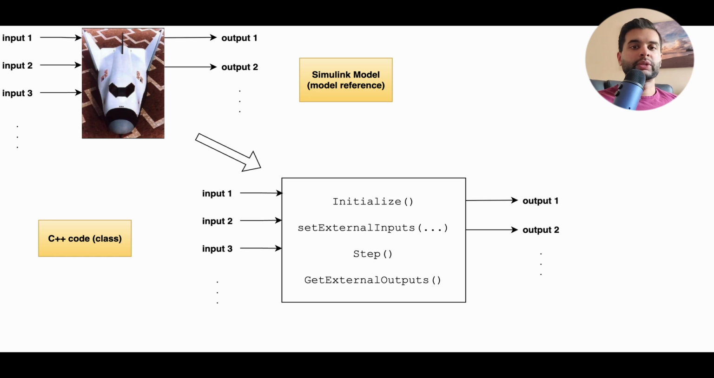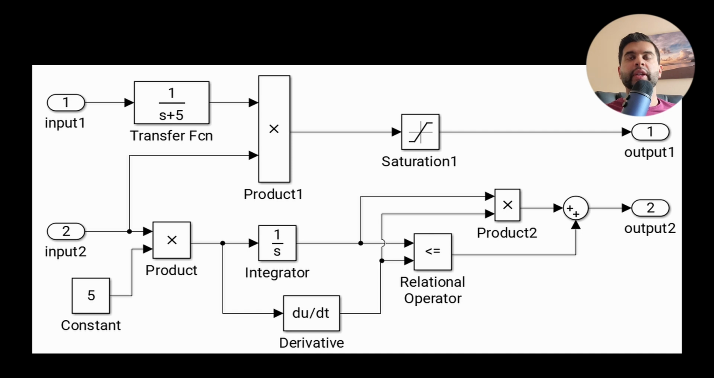Now, if the outputs will change with time, which is almost everything, you have to call this get external outputs as many times, right? So, for example, if your inputs stay the same, you only have to set the inputs once. But if the outputs will change with time, you have to call this method here as many times as so.